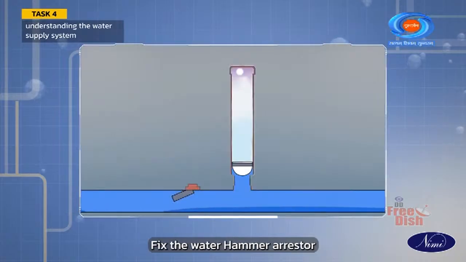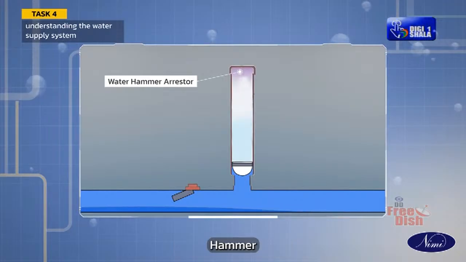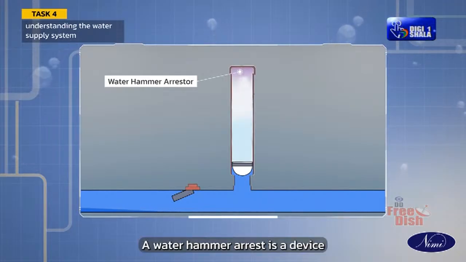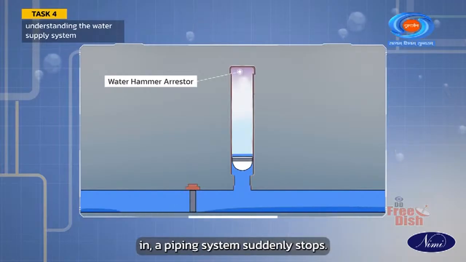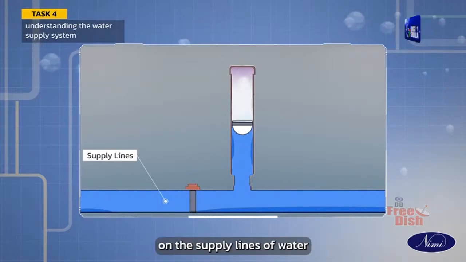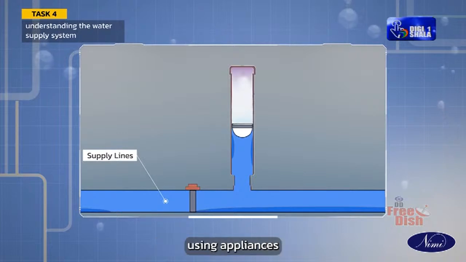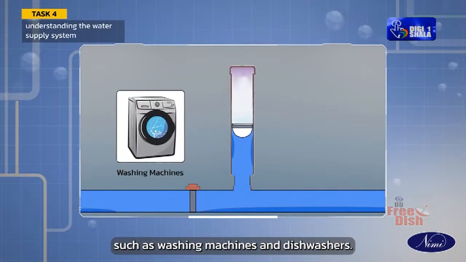Fix the water hammer arrestor to protect against water hammer. A water hammer arrestor is a device that absorbs shock when water flowing in a piping system suddenly stops. It is installed on the supply lines of water-using appliances such as washing machines and dishwashers.